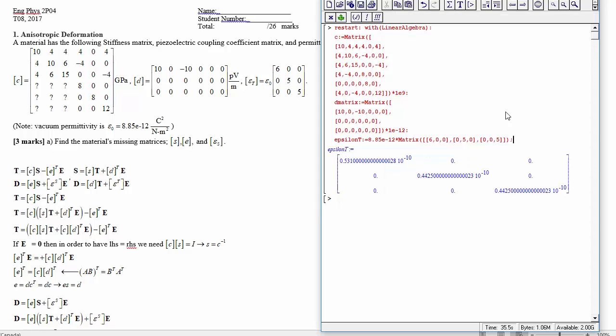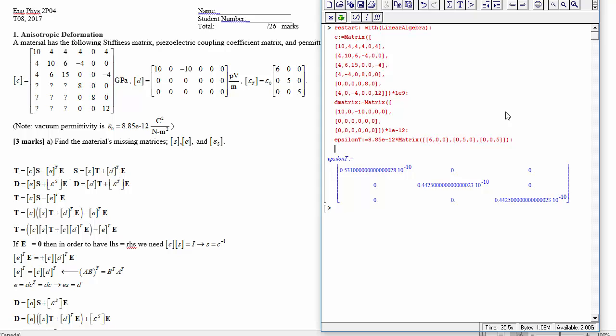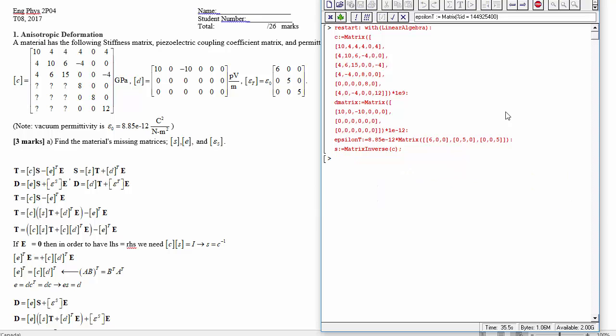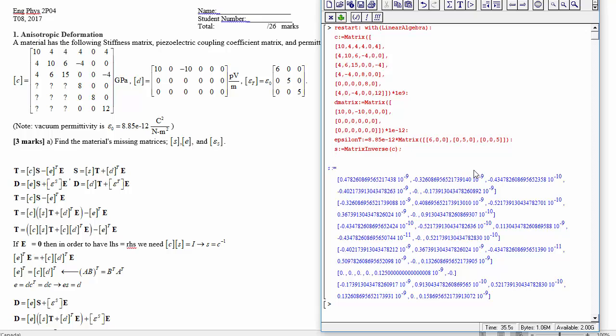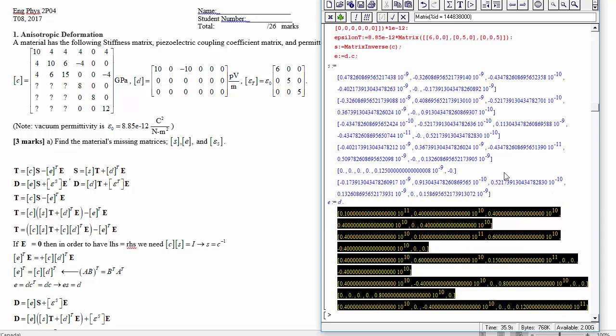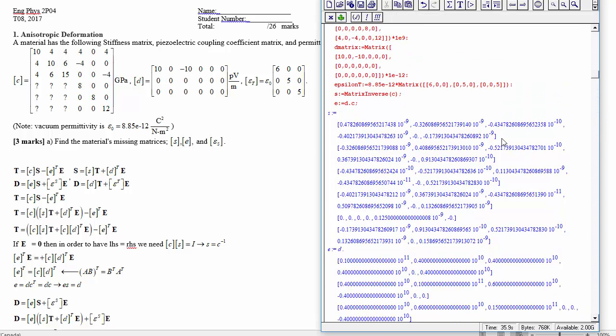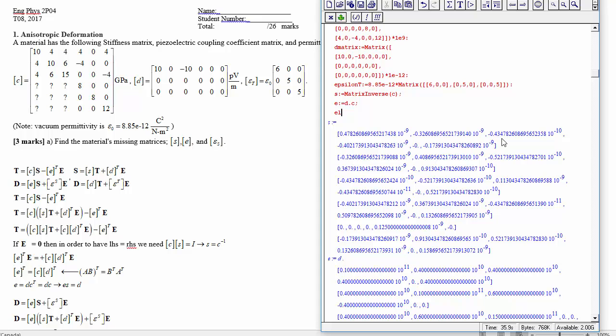Okay, so there's those matrices. And now that we've got that, we can work out our matrix relations. So S is equal to the matrix inverse of C. We've got D. D we already know, so E is equal to D times C. And we can work out what epsilon T is, or epsilon S.